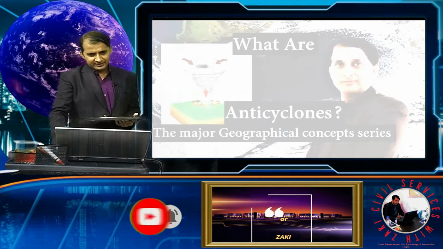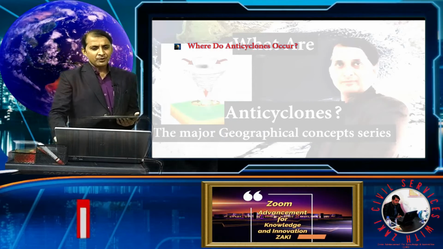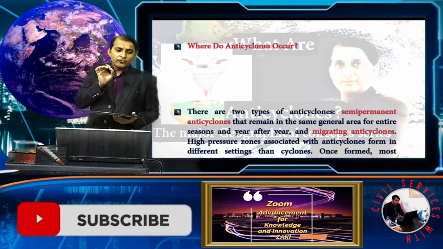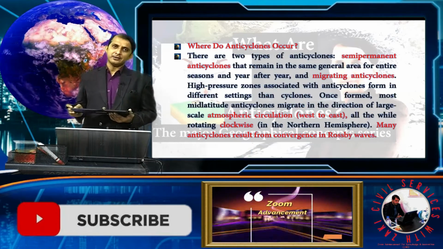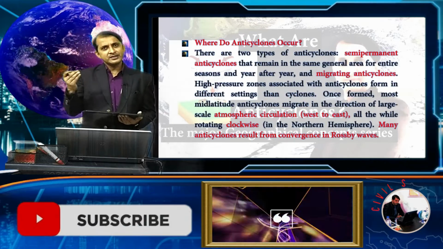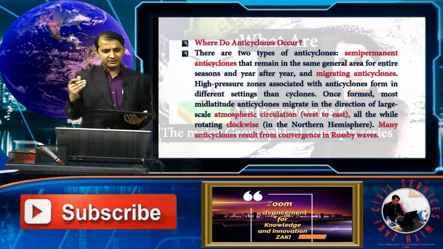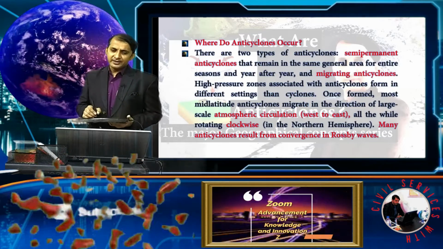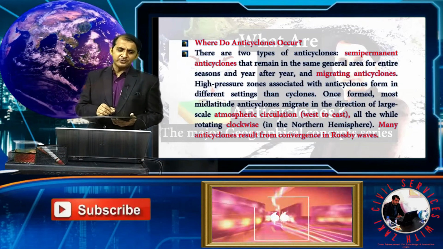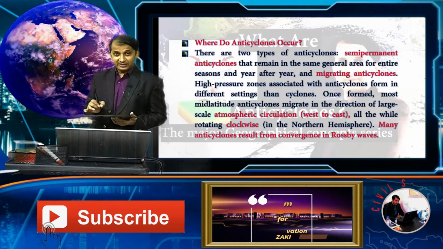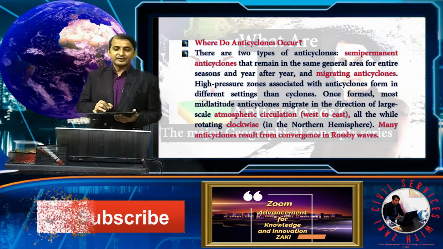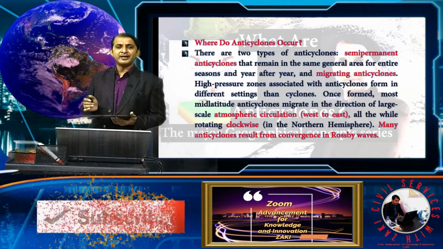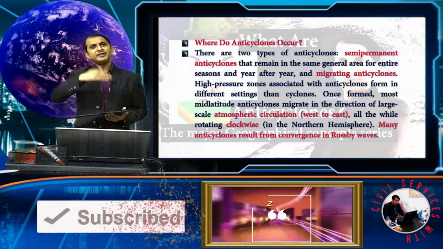First we know where anticyclones occur. There are two types of anticyclones. One is semi-permanent. Semi-permanent anticyclones remain in the same general area throughout the season, year after year.